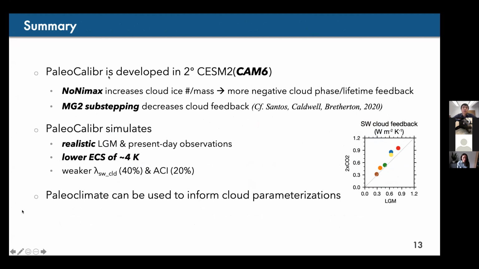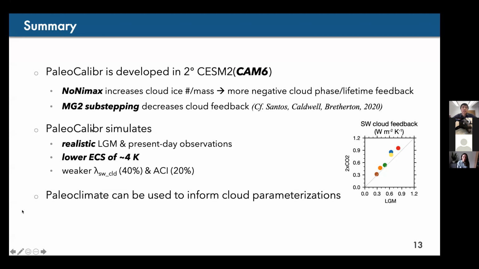So here is a summary. We developed this paleo-calibrated configuration with a 2-degree atmosphere. And we are very happy that we keep all the advanced physics package in CAM6. The paleo-calibrated configuration has one fix to improve the physical consistency in the model, and another to improve the numerical performance of the model. So removing this Nimax limiter increases the cloud ice number and mass, which indicates a more negative cloud phase and lifetime feedback. So without this limiter, the system can adjust to external forcings more freely. Substepping in microphysics also decreases the shortwave cloud feedback.